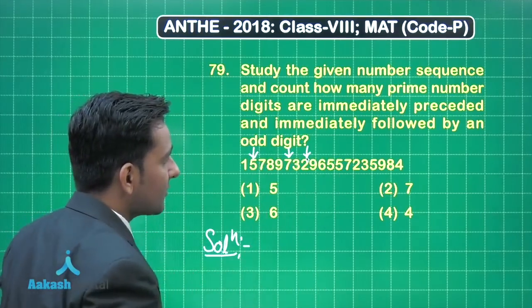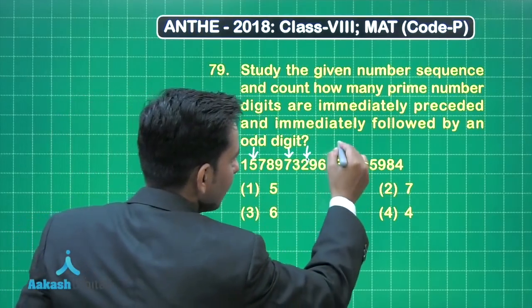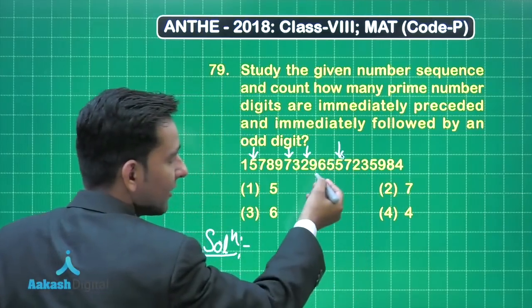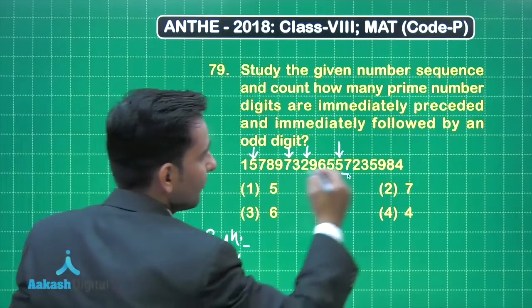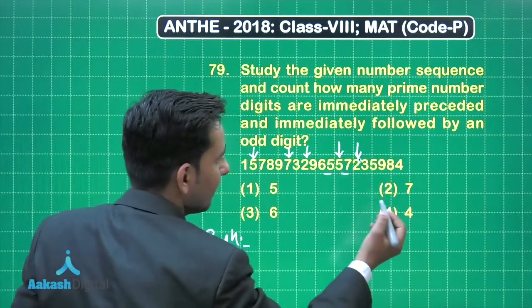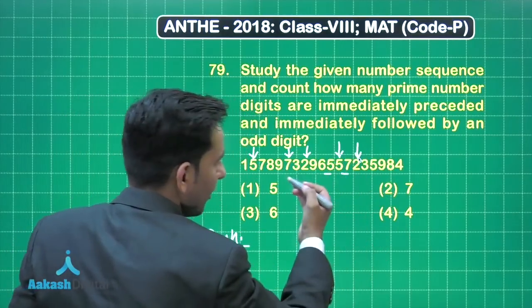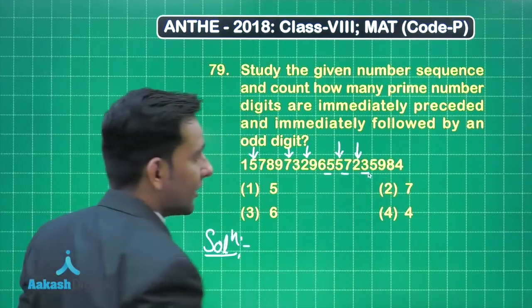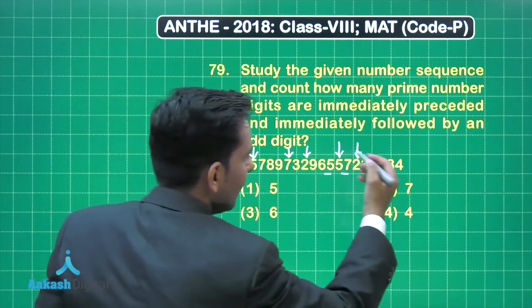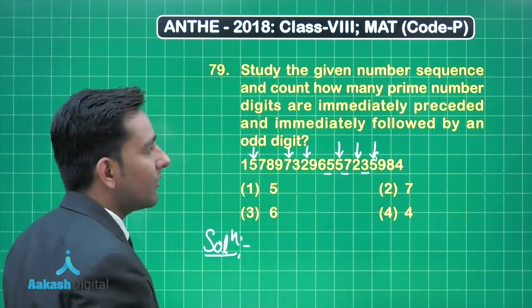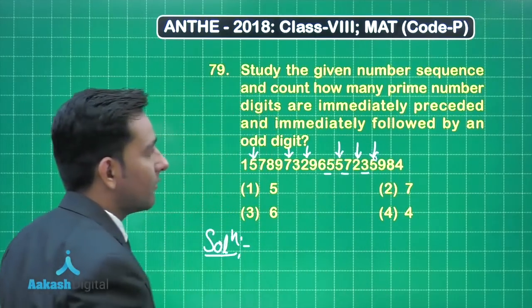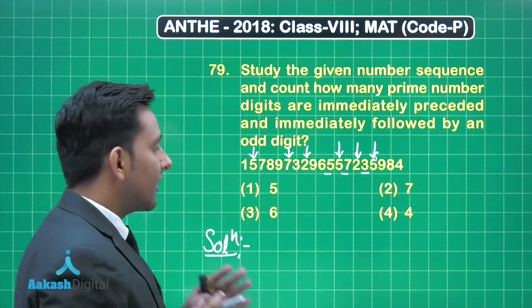So this is also one of the possibilities. Further we can see that this number 5 is a prime number preceded by 5, odd, and followed by an odd number. Clear? And further we can take 2, which is a prime number preceded by 7, an odd number, and followed by 3, an odd number. Clear? And the last one is the number 5, because this 5 is a prime number preceded by and followed by an odd number. So we have a total of 6 correct possibilities.